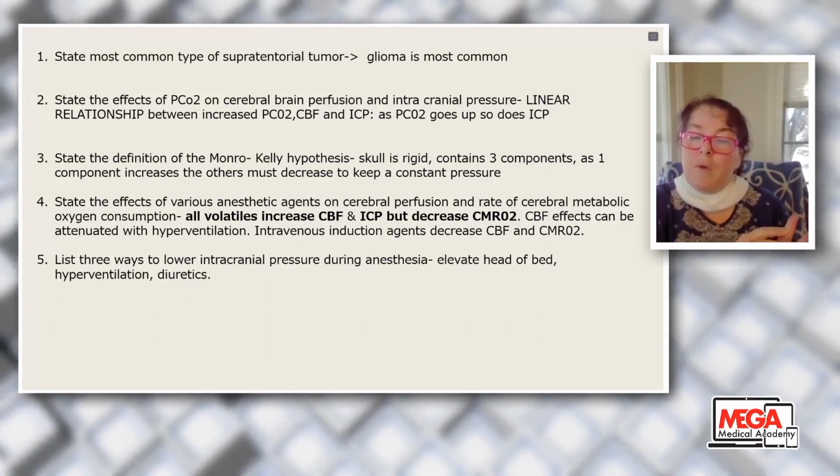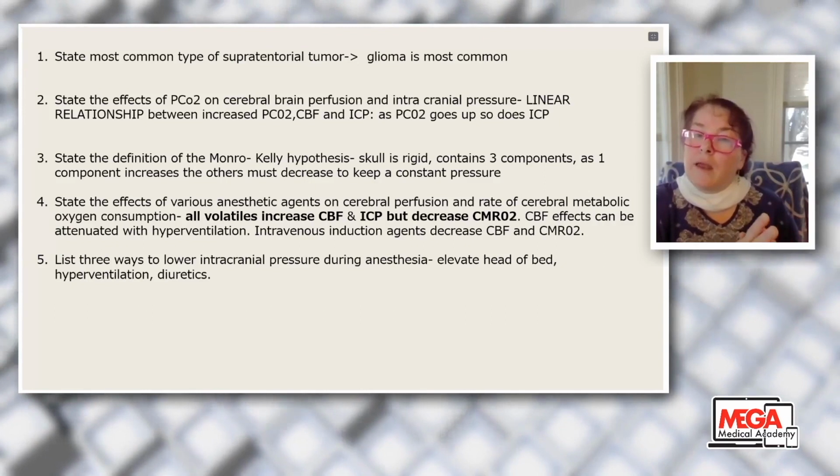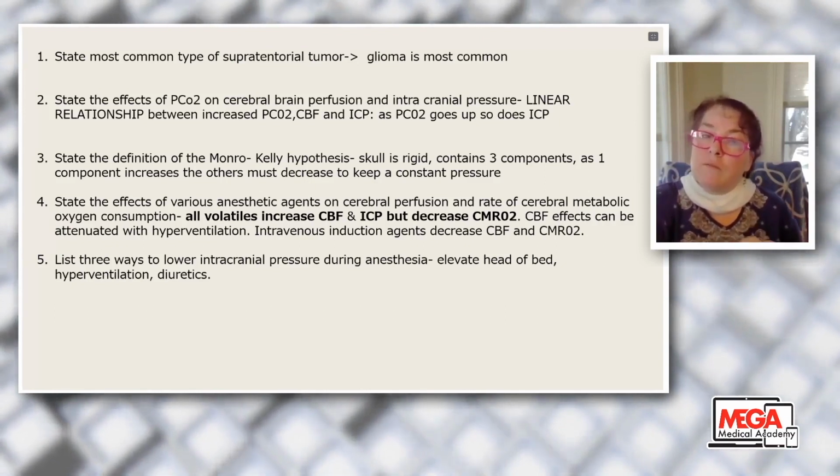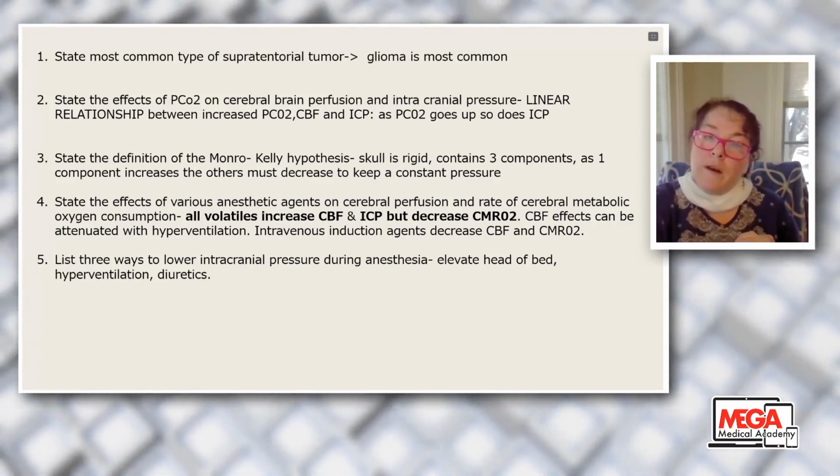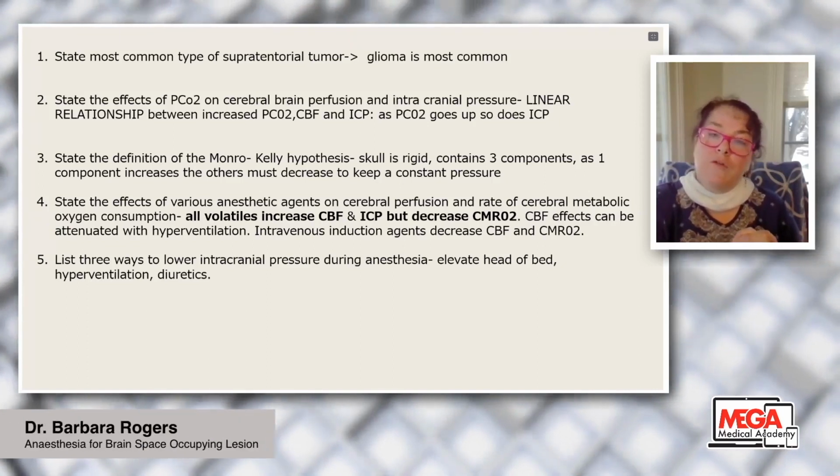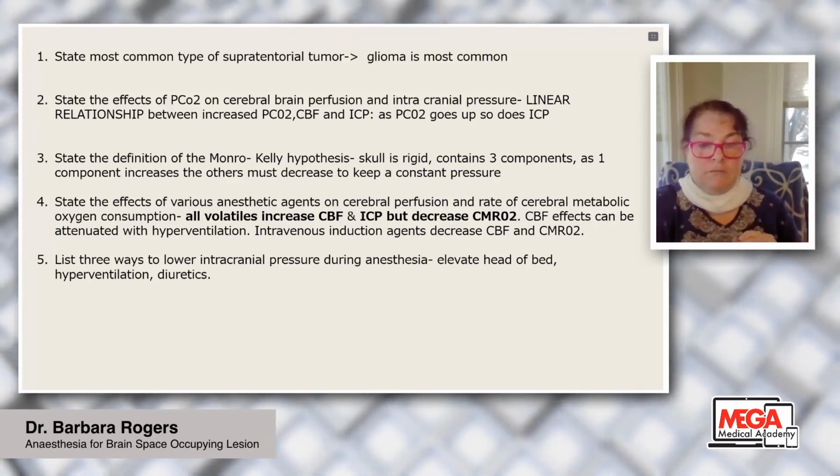Number 3, state the importance of the Monro-Kellie hypothesis. Well, that again is because the skull is rigid. There are 3 components. When one component goes up, the other 2 components have to go down to keep the pressure constant.